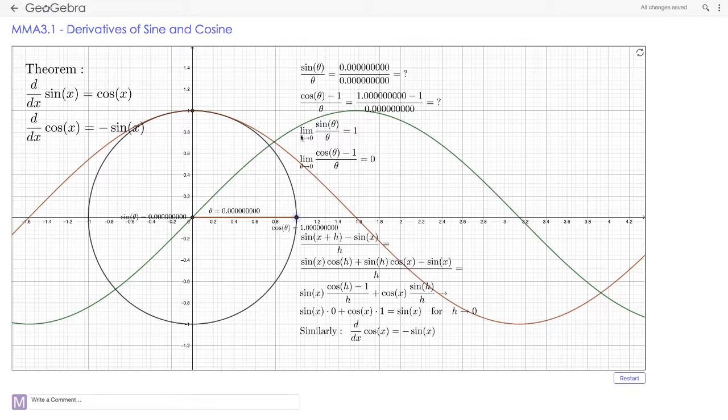So that's the slope of a line going through this point on the cosine function, this point and some other point close by if theta is close to 0, right? And what is the slope up here? Well, you can see it, right?